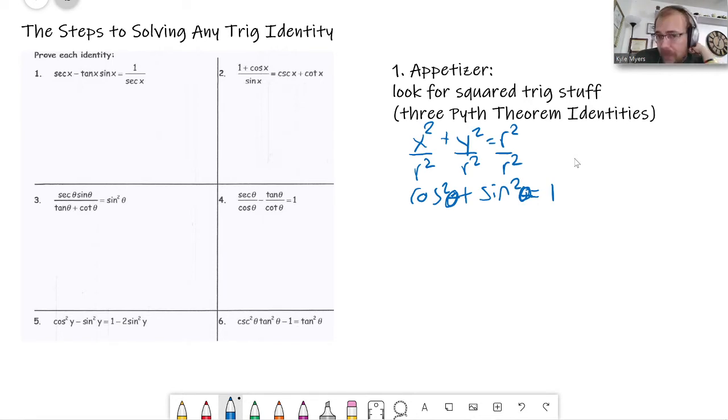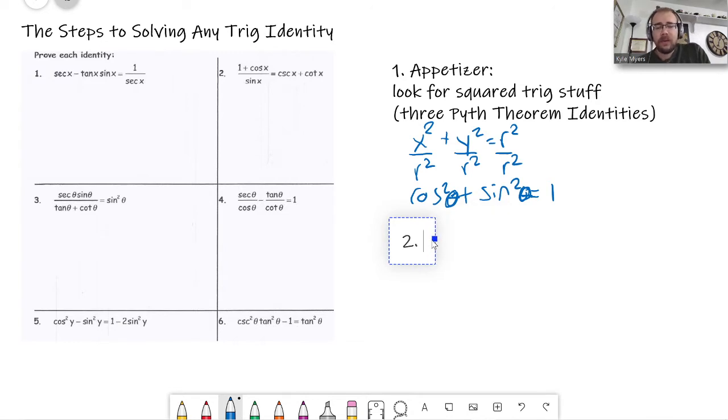That's one of them. And then you can get the other two, because there are three Pythagorean theorem identities, by dividing by either x squared or y squared, and just remembering your SOHCAHTOA. So that's step 1, the appetizer. Next we have step 2. I'm going to move this down, let's put it right here maybe.